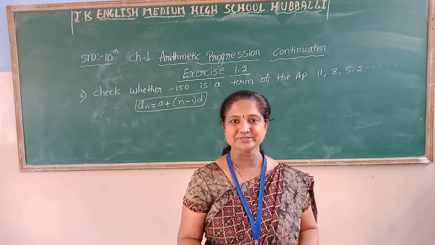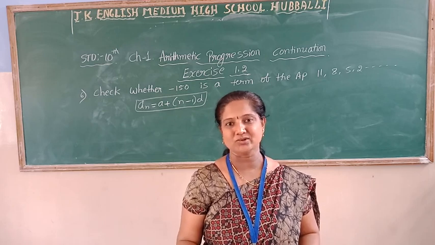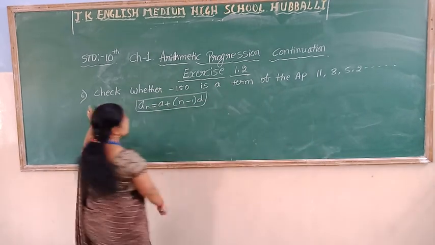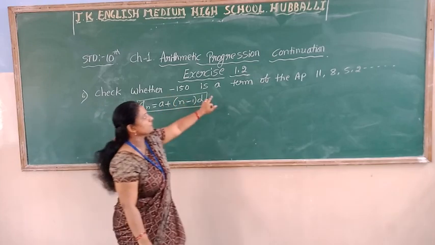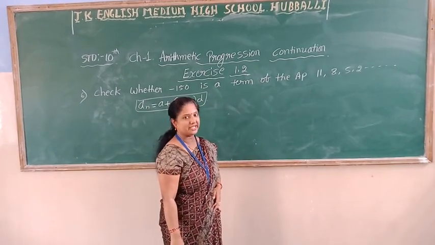Today I am going to continue arithmetic progression exercise 1.2. Up to the 5th sum I solved, now I am going to solve the 6th one in exercise 1.2. The 6th question is: check whether minus 150 is a term of the AP 11, 8, 5, 2, etc.